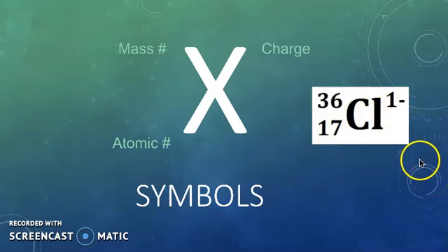Another way I could find my number of electrons would be to do my atomic number minus my charge. So 17 minus -1 is equal to 18. So I have 18 electrons.